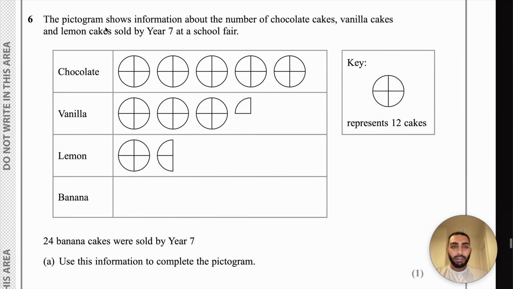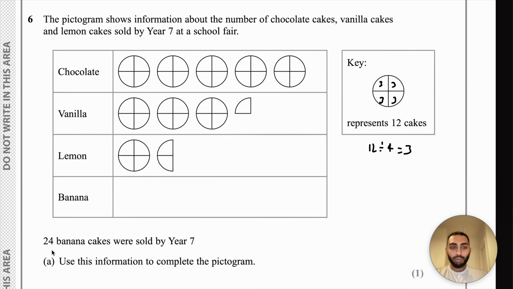Question 6. The pictogram shows information about the number of chocolate cakes, vanilla cakes, and lemon cakes sold by Year 7 at a school fair. 24 banana cakes were sold by Year 7. Use this information to complete the pictogram. First, we need to look at this key, and it shows us that this circle is worth 12 cakes, and it's split up into 4 equal parts. So each of these parts, 12 divided by 4, gives me 3. So each of these is worth 3. That might be useful later.